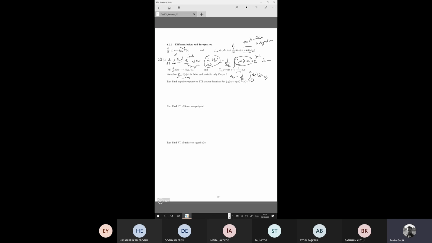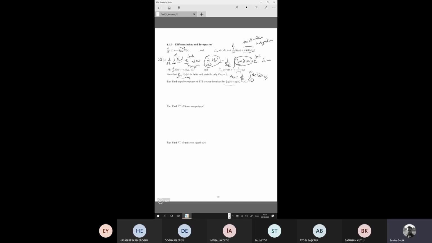The next example tells you how to use this derivation property. Remember those linear constant coefficient differential equations. I have d by dt y t plus alpha y t is equal to x of t. So what is the impulse response? Remember, homogeneous and particular solutions, and if x of t is impulse, then I have y of t as the impulse response. So we had some boundary conditions. I'm sure you remember them well. Well, instead of this, I will use the differentiation property to find the impulse response.